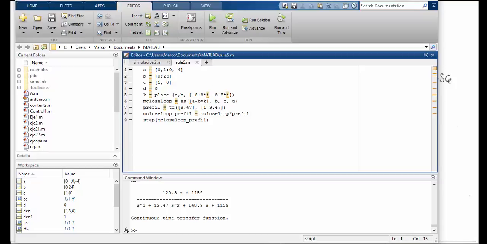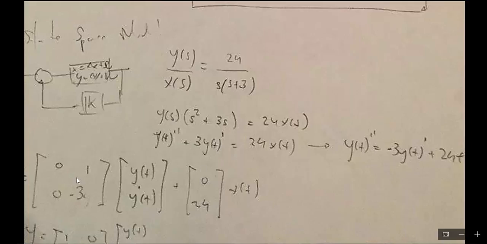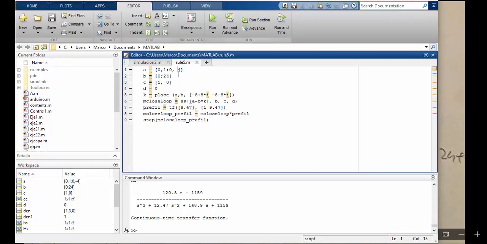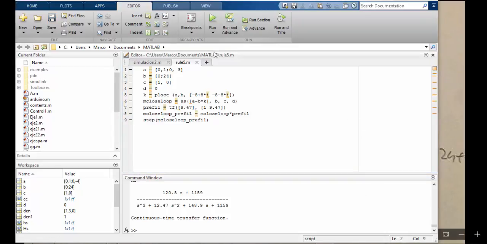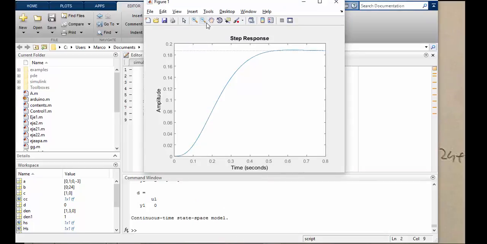Here we have this -3. Sorry, right here is -3, and here is the prefilter and the point to calculate the values of K. We run the step response, and we can obtain this value and see a clear step response of our system.